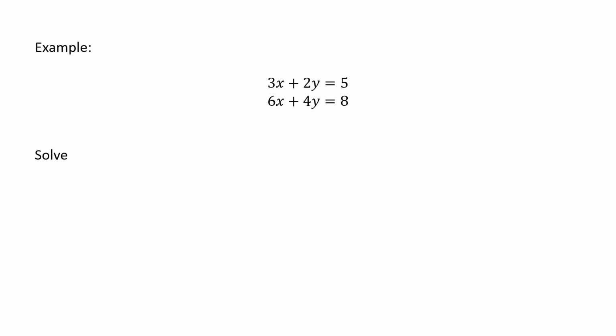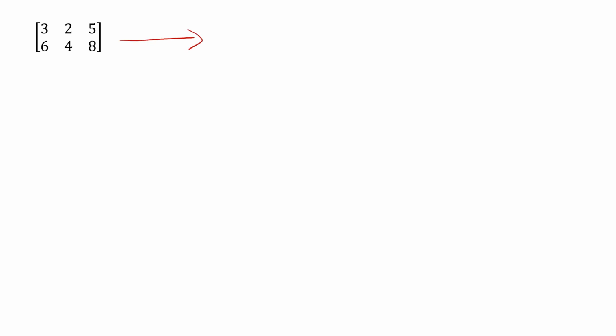So here's another example. This is a simpler one. Take this and put it into the augmented matrix. We get 3, 6, 2, 4, and 5, 8, like that. There is our augmented matrix. So now let's try to solve this. Here's my matrix. I am going to do the same idea. If I take a row operation of 2 times row 1 minus row 2 gives me row 2. So I'm going to replace row 2 with something new. I get 3, 2, and 5.